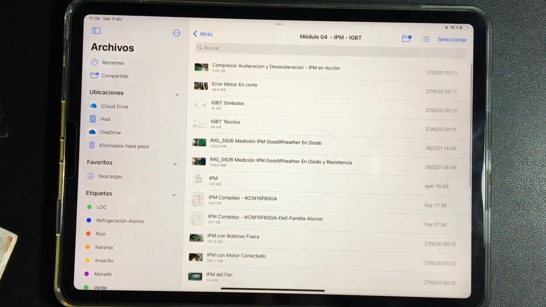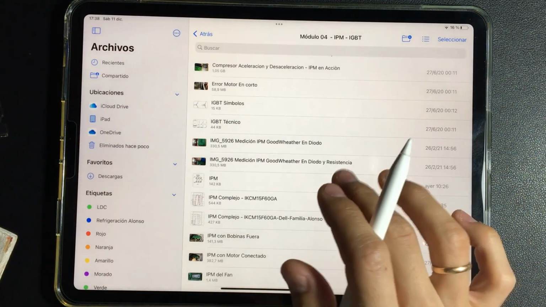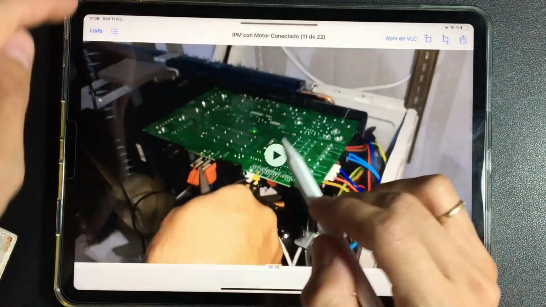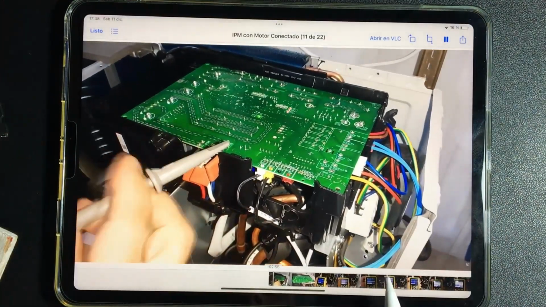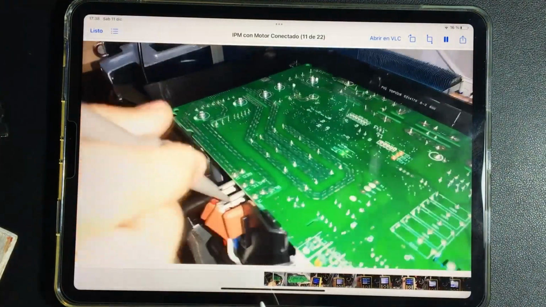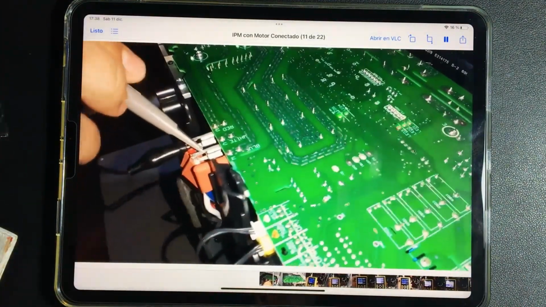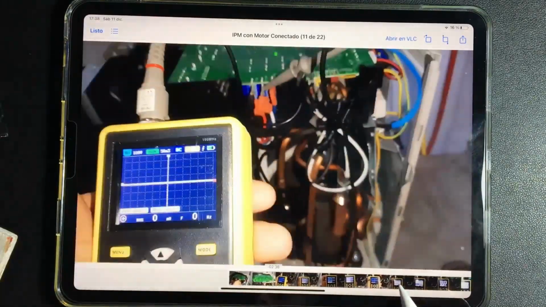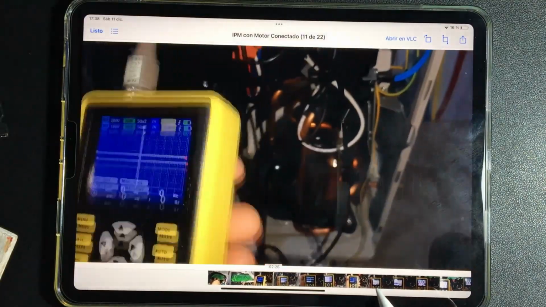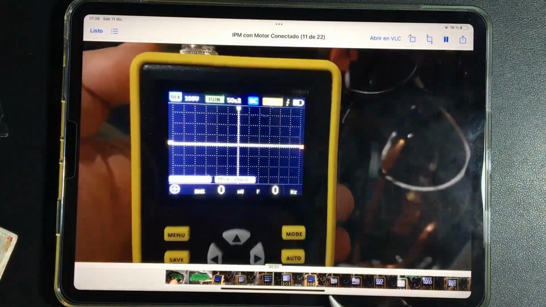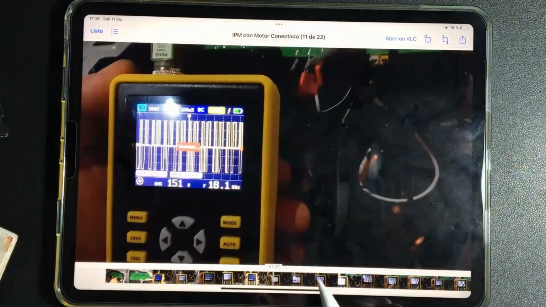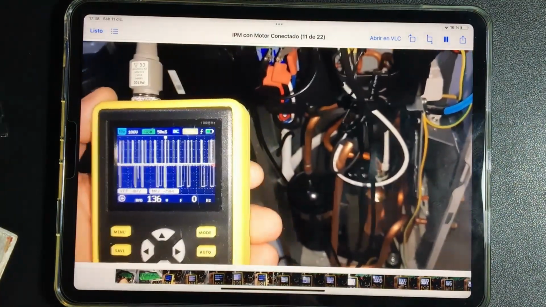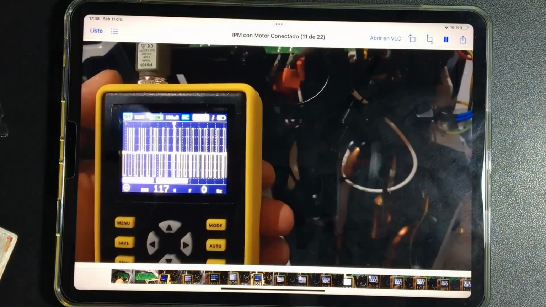Look then, measuring with the oscilloscope a working compressor. Let's see if we can see. We're going to place the oscilloscope between two of the points, between V and U. V and W are the same. And we're going to turn it on. We can see how that frequency is starting to be created through pulses.